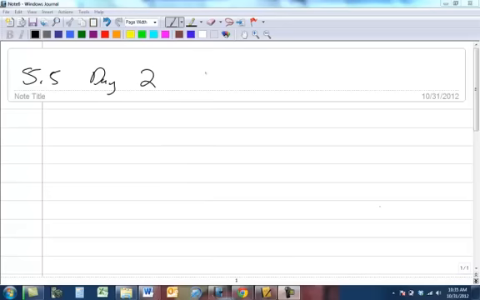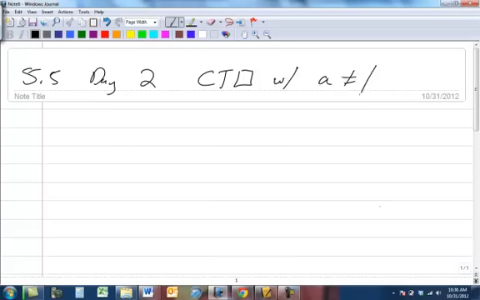All right, 5.5, day 2. Completing the square where a isn't 1. All right, let's do our first example. It's just like completing the square from yesterday, except stankier. 3x squared plus 12x minus 5 equals 0.